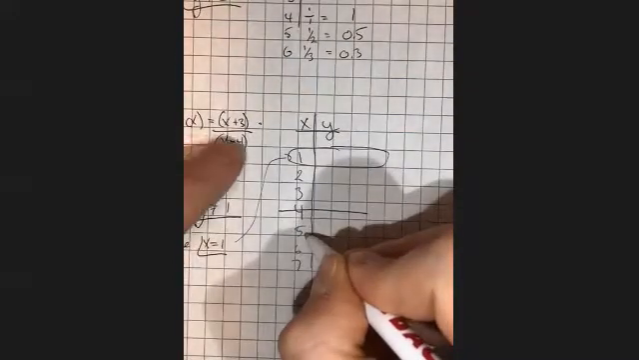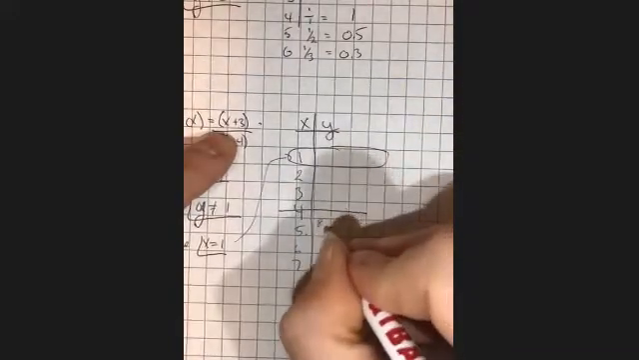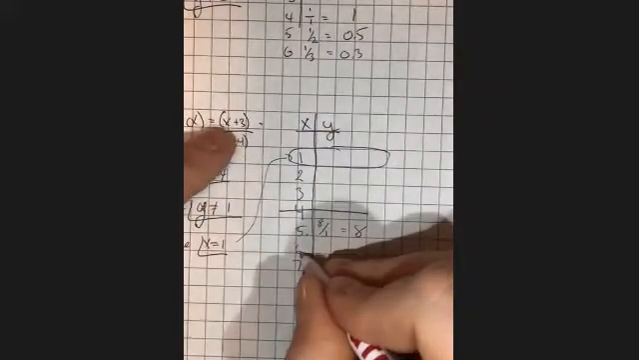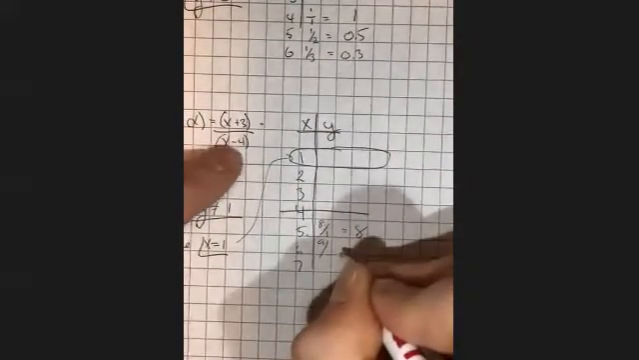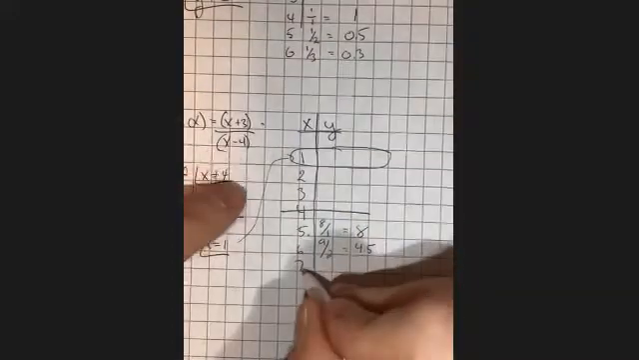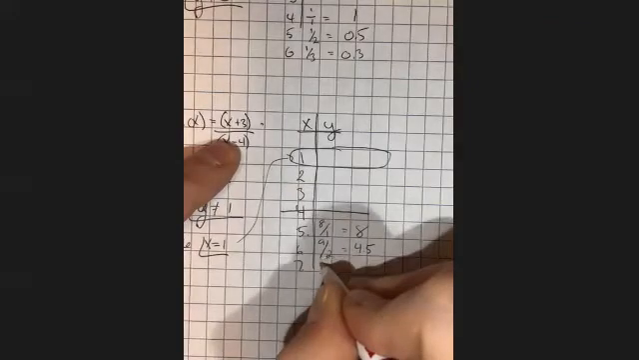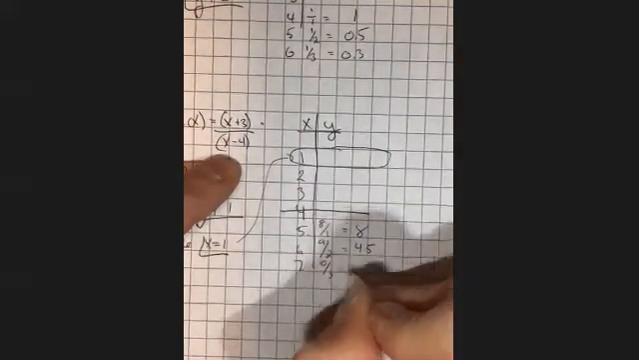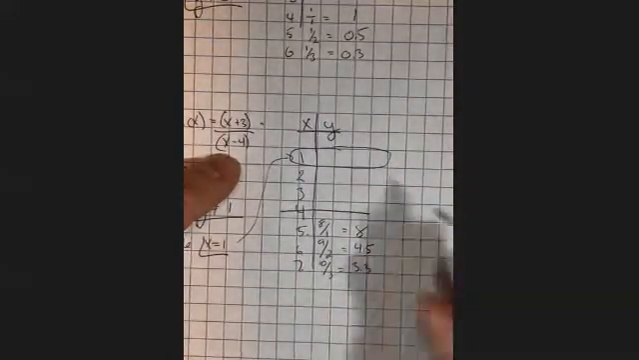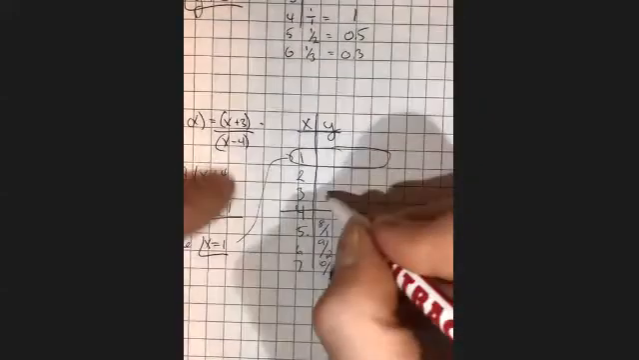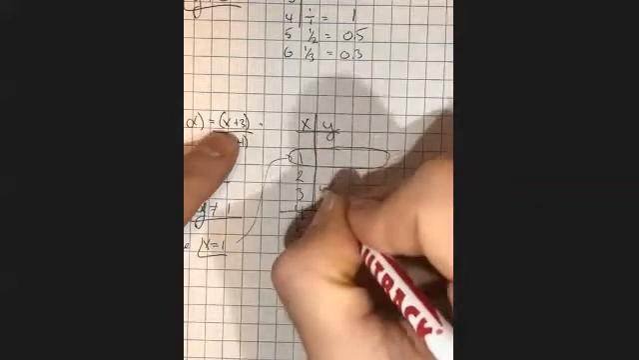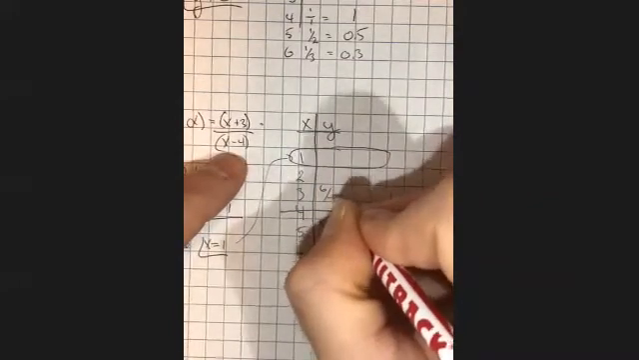If I plug in a 5, 5 plus 3 is 8. 5 minus 4 is 1. If I plug in a 6, 6 plus 3 is 9. 6 minus 4 is 2, or 4.5. If I plug in a 7, 7 plus 3 is 10. 7 minus 4 is 3, and that's what? 3.3. We notice how it's going down in this end. Let's plug in these values over here. If I plug in a 3, 3 plus 3 is 6. 3 minus 4 is negative 1.